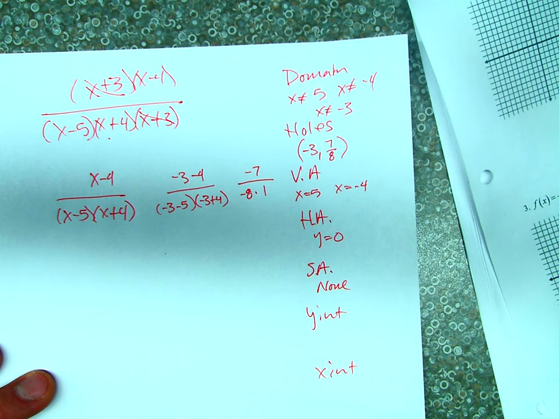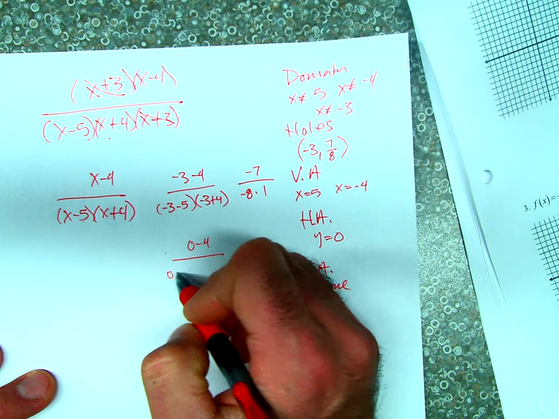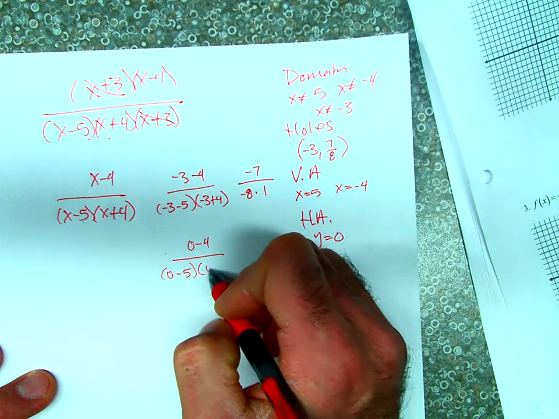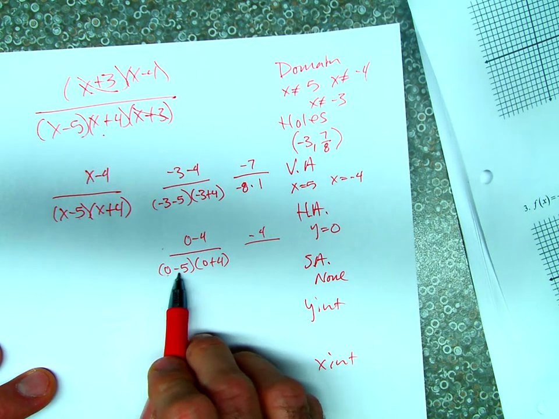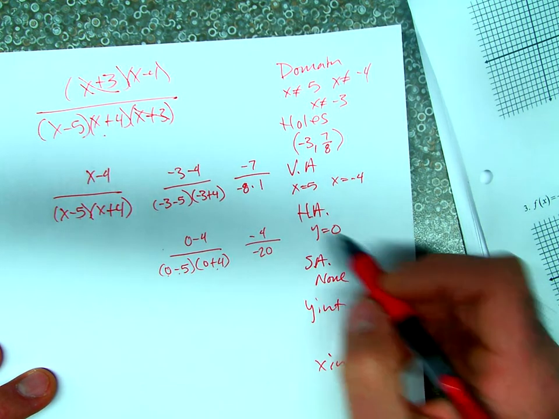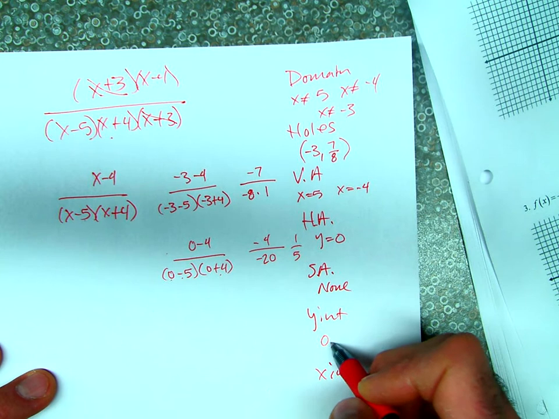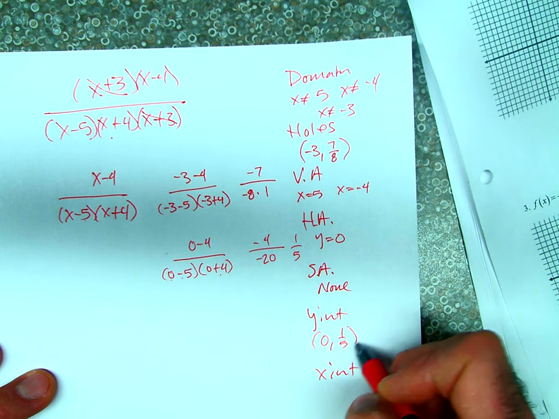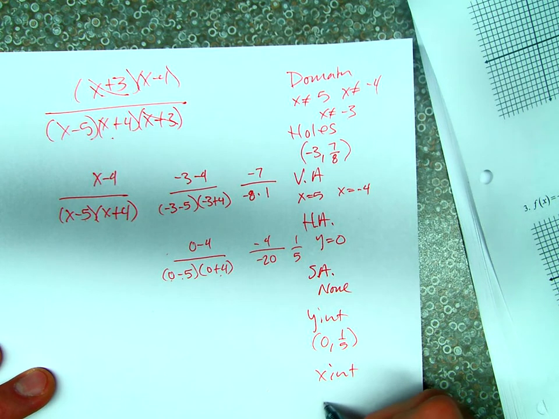Y-intercept. What do we do for the y-intercept? Set all of the x's to 0. So that would be 0 minus 4 over 0 minus 5 times 0 plus 4. 0 minus 4 is -4. -5 times 4, -20. Positive 1/5. Right? So x is 0, y is 1/5. That's the y-intercept. How about the x-intercept? 4, 0.